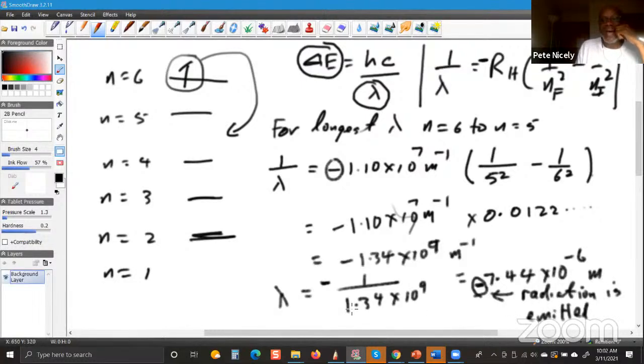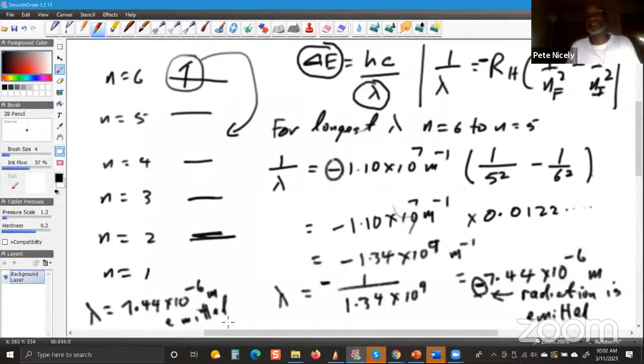All right? So the actual answer to the question, because the question is asking for the wavelength of the radiation emitted, the final answer would be lambda is equal to 7.44 times 10 to the minus 6 meters emitted. All right? So that's how we calculate the longest wavelength. Okay, any questions about this particular problem?